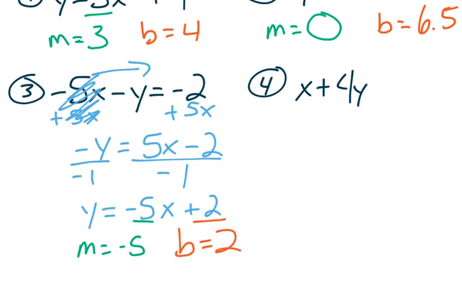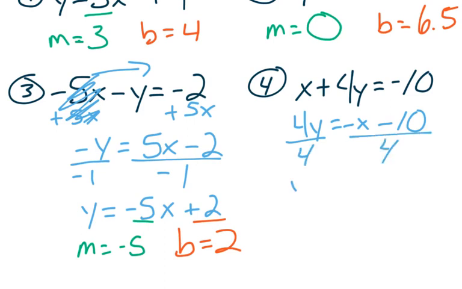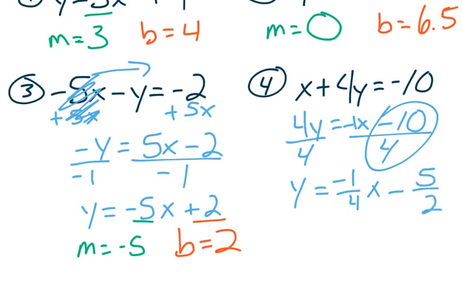x plus 4y is equal to negative 10. Again, we need to get y by itself, so we'll subtract x from both sides. 4y is equal to negative x minus 10. Then we need to divide everything by 4. So y equals negative x divided by 4. That's negative 1x divided by 4. We can do it as a fraction, negative 1/4 x. Negative 10 divided by 4 is a fraction we can simplify, 5/2. Once we get there, go ahead and identify your slope as negative 1/4 and your y-intercept as negative 5/2.